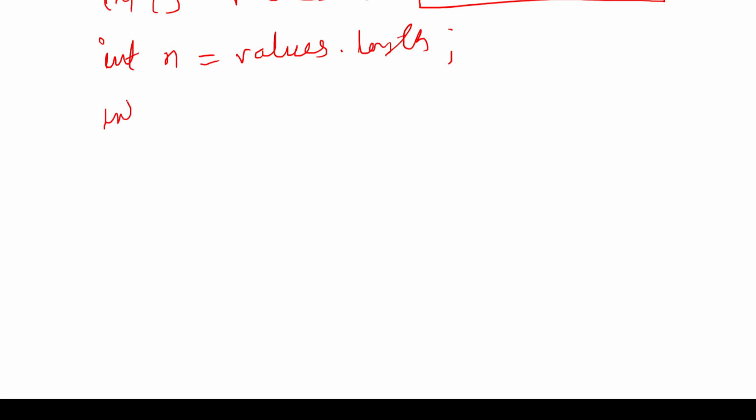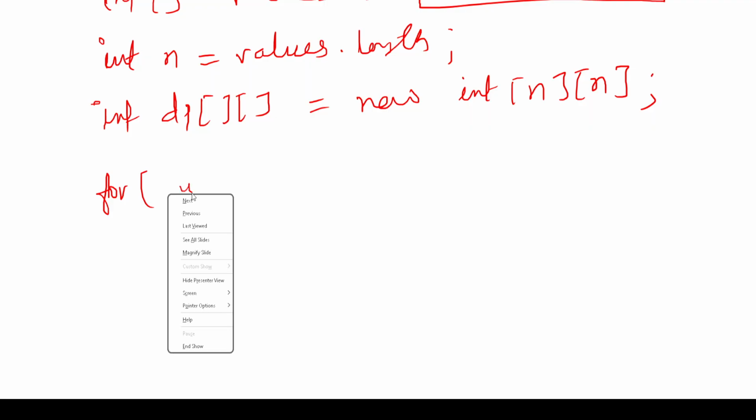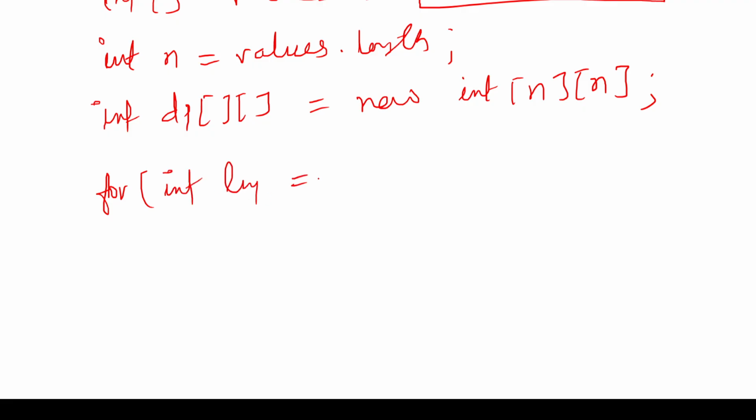Then you will create int dp, which should be a 2D array. We will define the 2D array like this: new int array of n by n. This is our dp table. Now make a for loop where the length should start from 2.